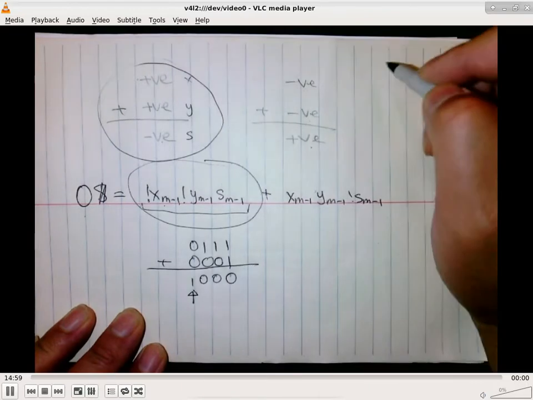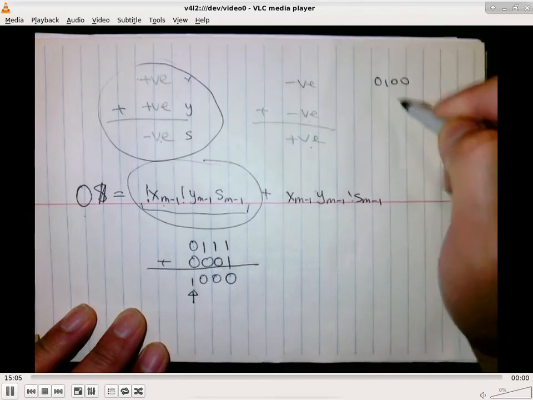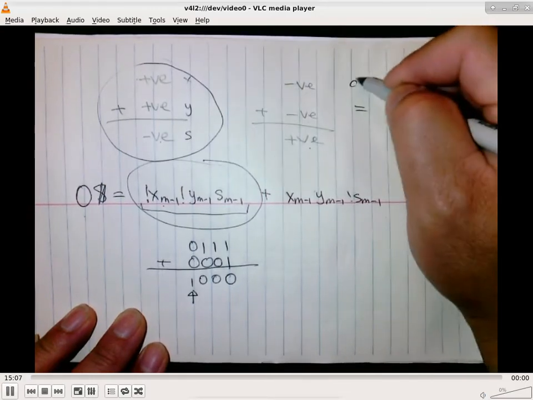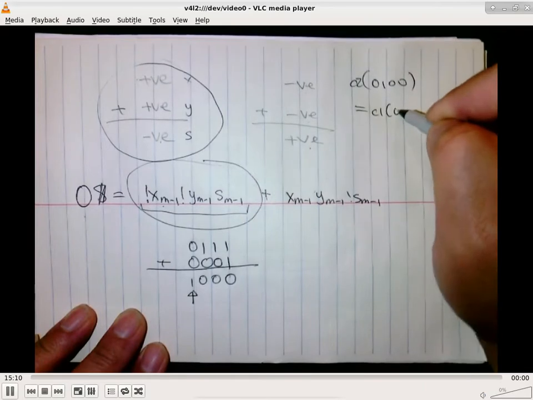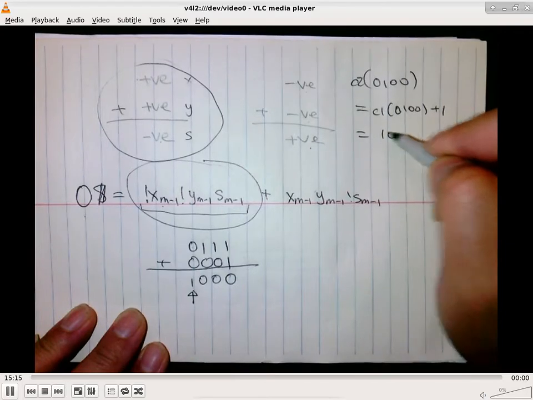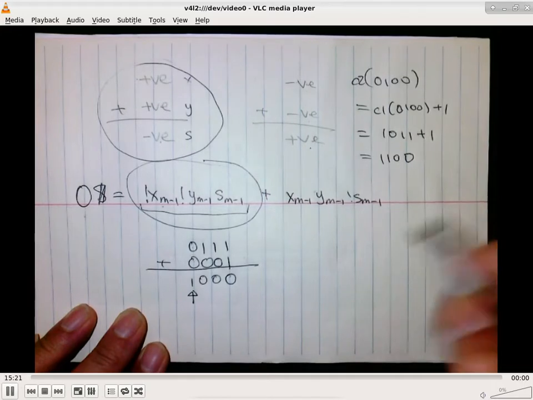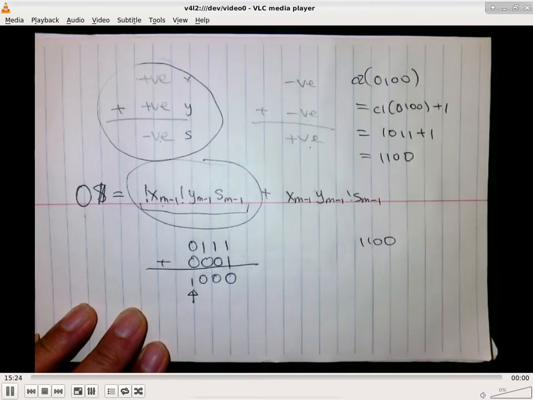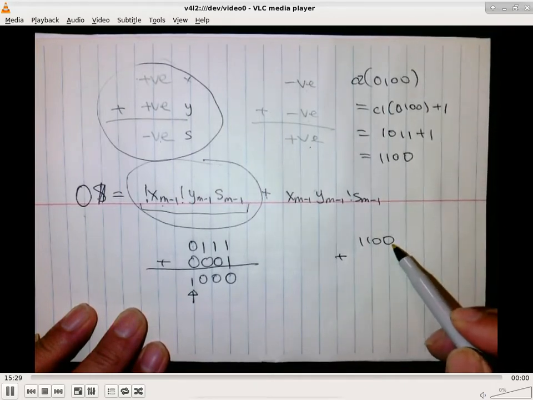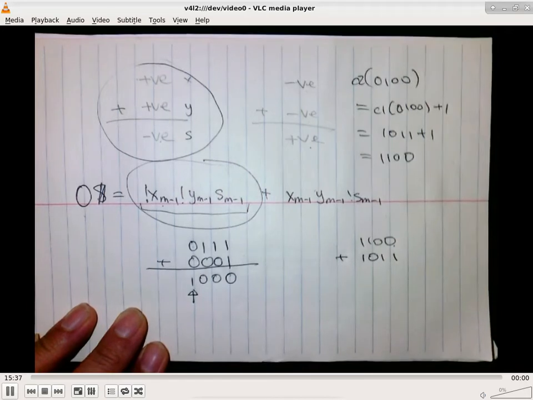Okay, so to do it quickly, I can just do the 2's complement, right? So 0, 1, 0, 0 turns into the C2 of this, which is C1 of the same thing plus 1. C1 is just 1's complement, which is 1, 0, 1, 1, flipping all the bits. And now we have 1, 1, 0, 0. That's -4. -5 is what? You subtract 1 from this, right? Because -5 is 1 less than -4. So we end up with 1, 0, 1, 1.